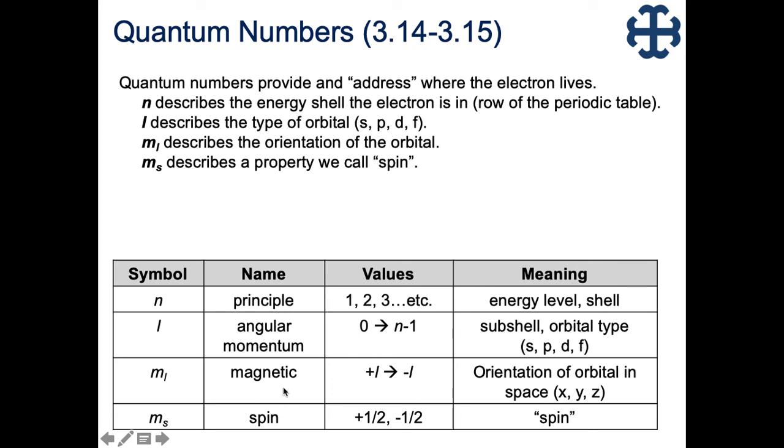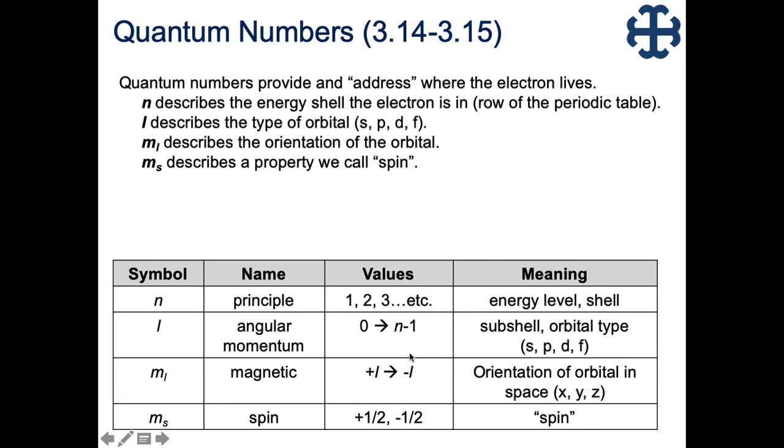Next up, we have our m sub L quantum number, and that describes the orientation. So if you remember how our p orbitals had a px, a py, and a pz, m sub L helps us differentiate between those. And so m sub L numbers can be plus or minus whatever L is. So for example, again, thinking of our p orbitals, if L is equal to 1, which it is for p orbitals, then m sub L can be plus 1, 0, or minus 1.